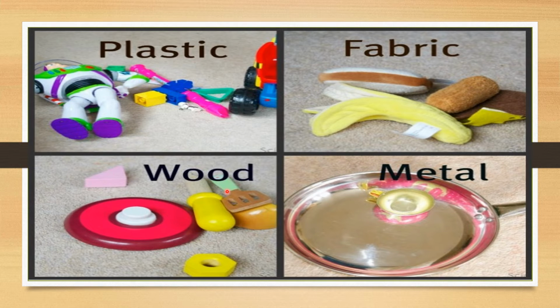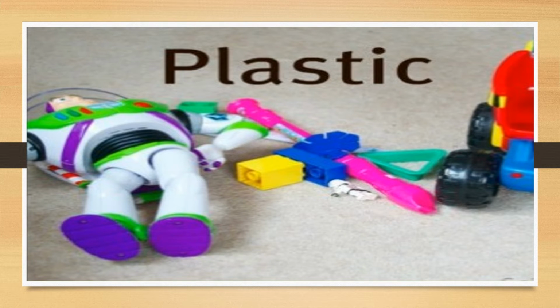Wood. Now when you come this way, you find another object here, and this is the frying pan, and that is the cup. When you feel it, you realize that they are made of metal. Metal. Okay. Now we are going to look at these materials one after the other, like the plastic, fabric, wood, and metal.